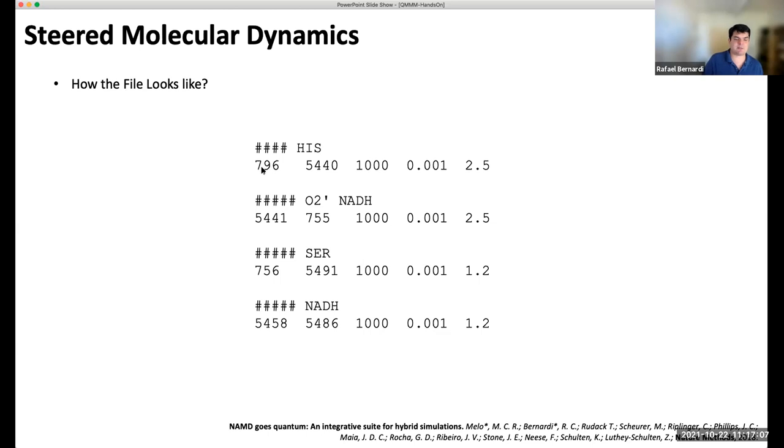Okay, how this SMD file looks like: you're going to give atom one, atom two. So like this, I'm going to bind atom 796 to atom 5440. This is the constant of the spring. This is the velocity I'm pulling, and this is the threshold. So I want to move this atom close to this one with this K here for the spring. This is the velocity that I'm pulling, and if it gets to 2.5 angstrom apart, stop doing it. Okay, same thing here for different atoms, and that's what we did.